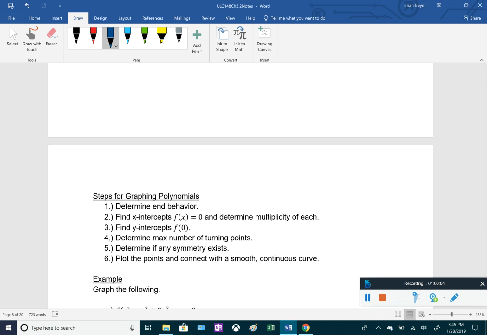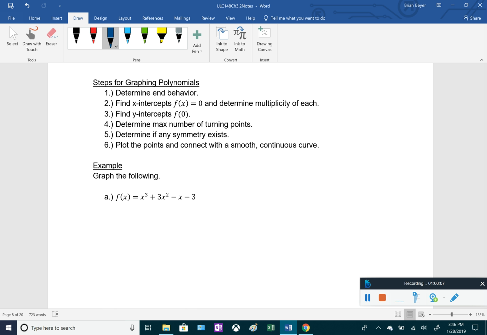Okay, so now let's get into graphing using everything we just did. Here are the general steps for graphing polynomials. First, determine the end behavior, which once again is the leading coefficient test. Second, find the x-intercepts by setting the function equal to 0 and solving for x, and in that same step determine the multiplicity. That's usually the only step that is long. Third, find the y-intercept by evaluating f of 0. Step 4, determine the maximum number of turning points. Step 5, check for any symmetry, what we just did. And then 6, plot all of those points and connect them with a smooth continuous curve. Make sure you have arrows on the ends of the graph also.